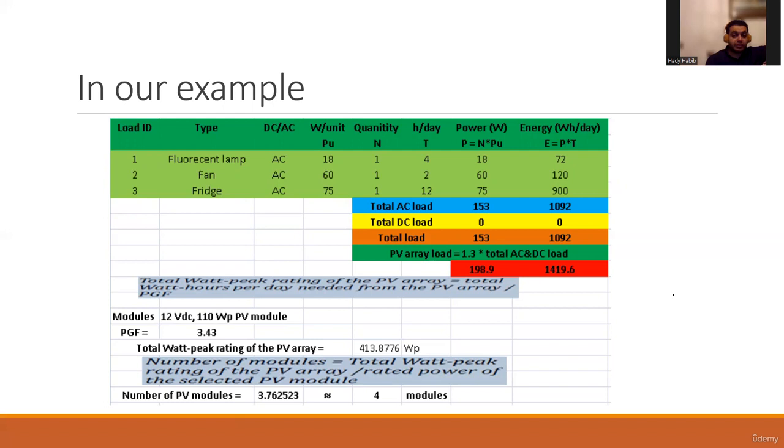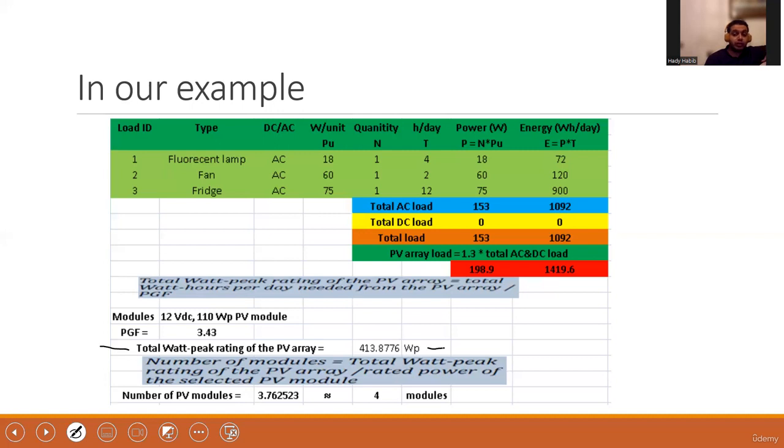Considering the 30% safety factor, we are going to divide this number by the PGF of the location, which is 3.43. Then we are going to have the total watt peak rating of the PV array. It will be 413.8776 watt. We are going to divide this number by the rated power of the PV module, or the maximum power of each module.